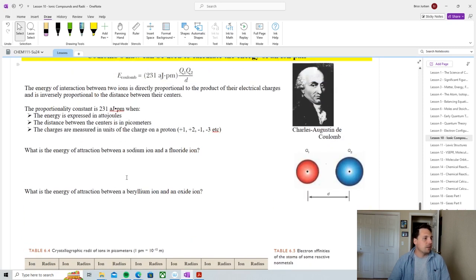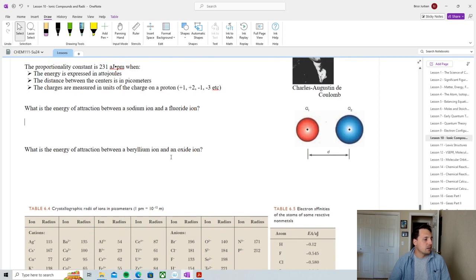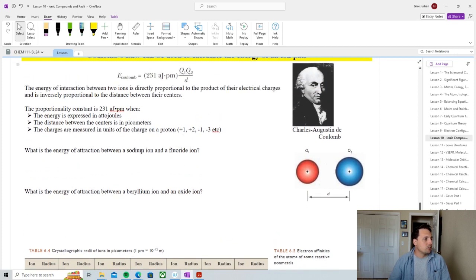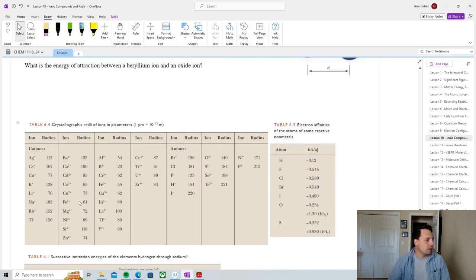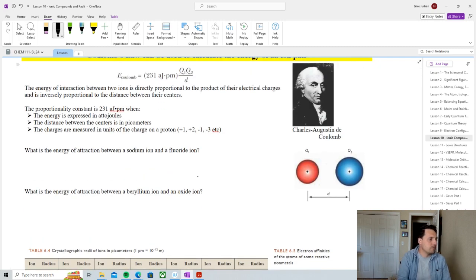But starting off with, let's assume that these ions are already ionized. What's the energy of attraction between sodium ion and fluoride ion? Well, what we'll need to know is what the radii of sodium is and of fluoride is. So sodium has a 102 picometer radii, and fluoride is 133.